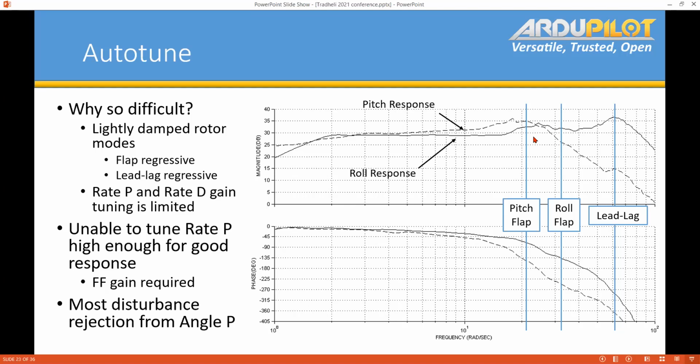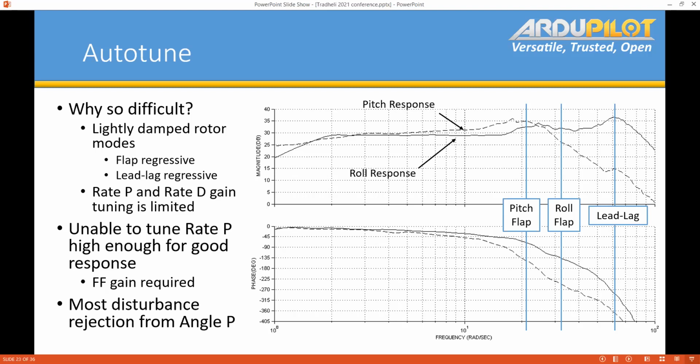All right, so on to auto tune. Pretty much been the last 10 months of my life, weekends and nights, working on auto tune. We know that helicopters are a little bit more difficult to tune. And why is that so?